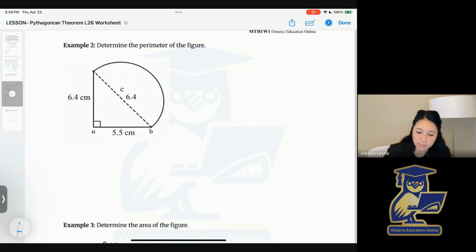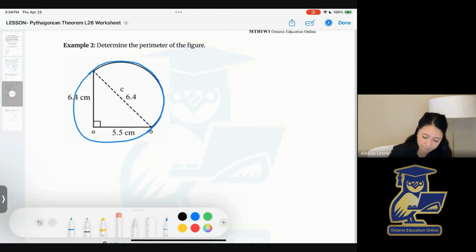So the first thing we need to realize is we need to find the circumference of a circle. So we're going to find the circumference of this whole circle, and then we're going to divide it by 2 to take away the half that's not there.